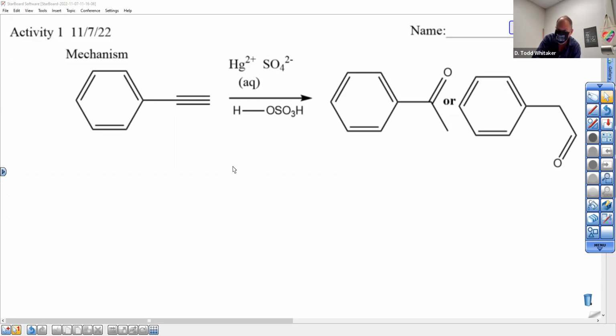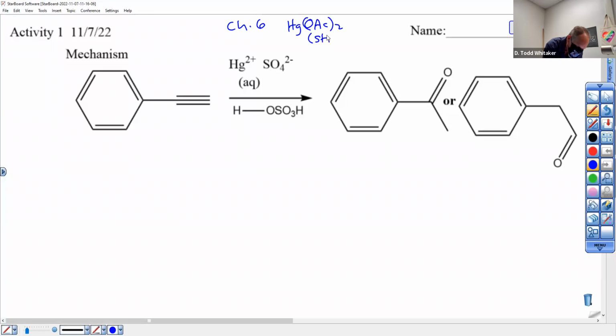The chemicals have been altered accordingly, the reagents. The mercury is not mercury 2 acetate like Chapter 6. Reminder, 6 was mercury with OAc twice. Little note to yourself, it's still Hg2+ in Chapter 7. And this is Chapter 7 here: reaction of alkynes.